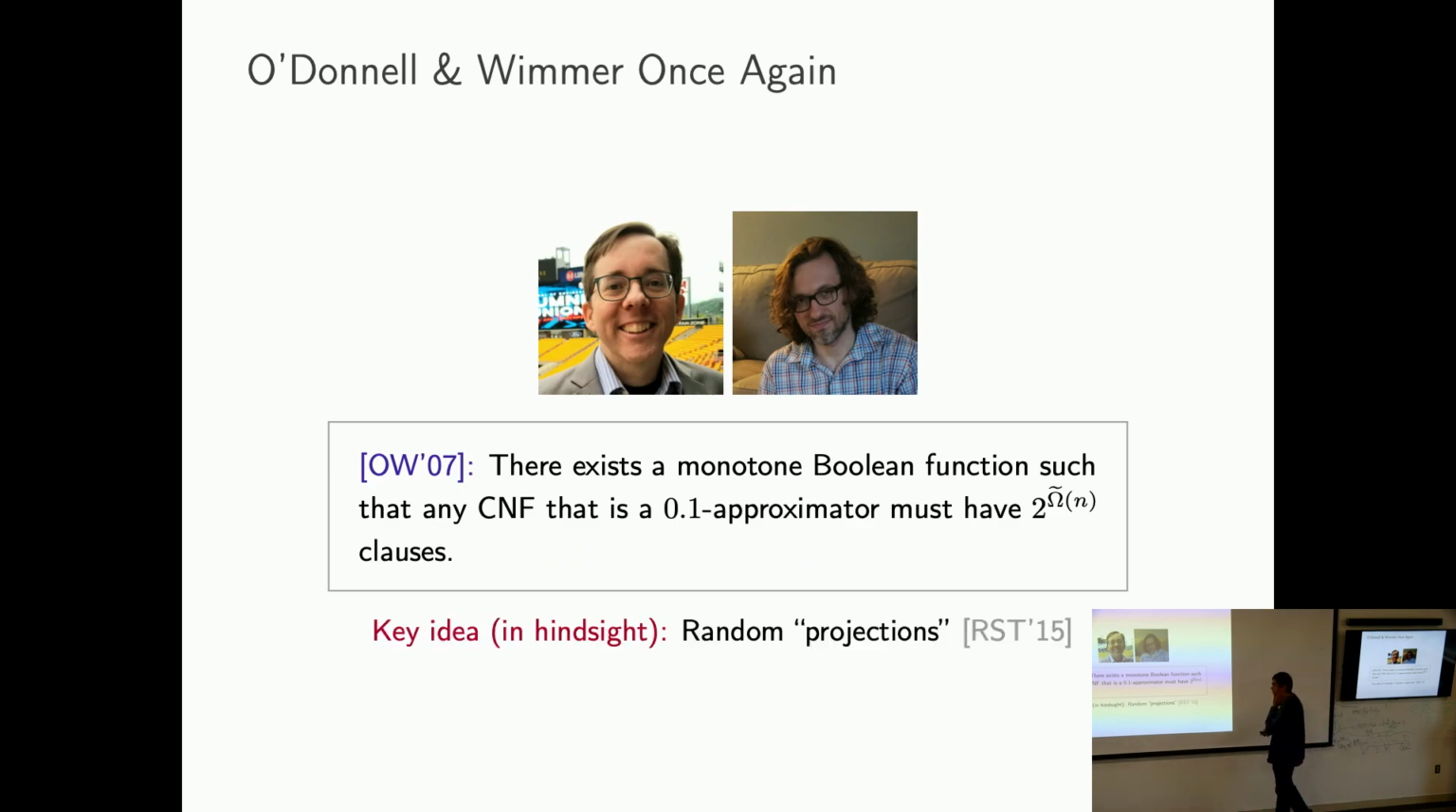I just want to say that the key idea behind this O'Donnell-Wimmer result was this technique of random projections, generalizing classical random restrictions. And this was used in this really awesome paper from 2015 proving an average case depth hierarchy theorem. So if you're interested in complexity, you can go take a look at this. It's a really nice result in my opinion.